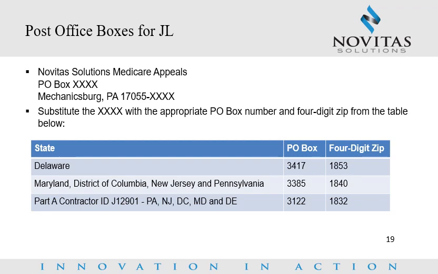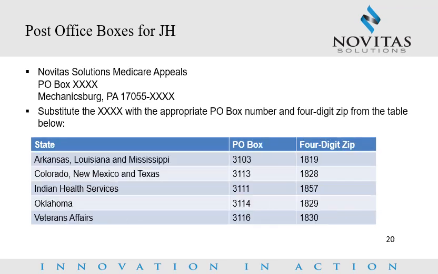For the Part A contractor ID J12901, for states PA, New Jersey, DC, Maryland, and Delaware, use PO Box 3122 and the extended 4-digit zip code 1832. Post office boxes for JH.